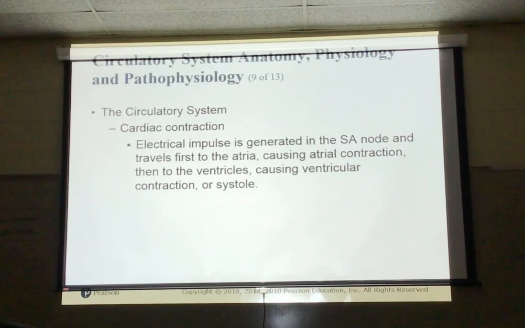Then the impulse travels down the bundle to the left and right ventricles via the left and right bundle branches. From the bundle branches, the electrical impulse travels to the Purkinje fibers, which are embedded in the ventricular muscle, causing the ventricles to contract simultaneously.